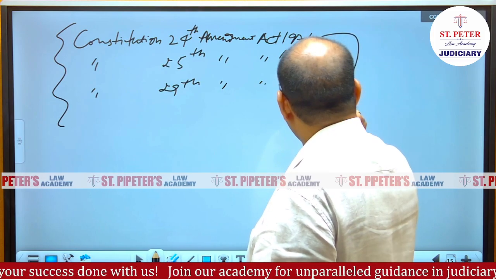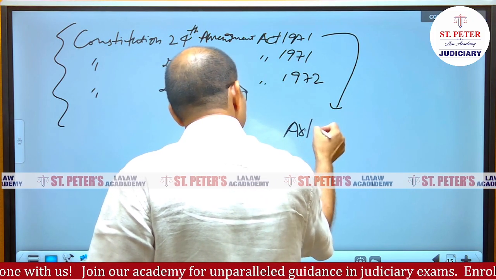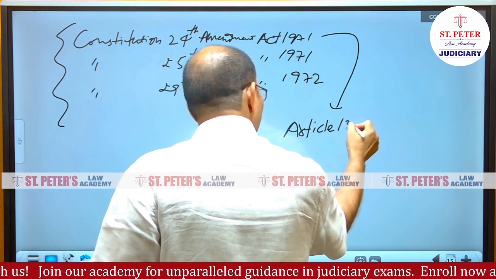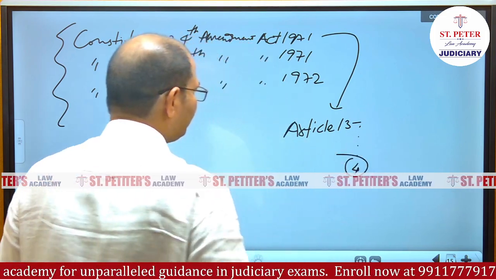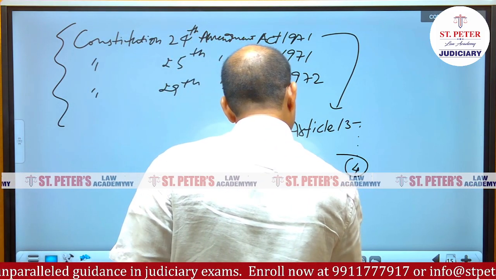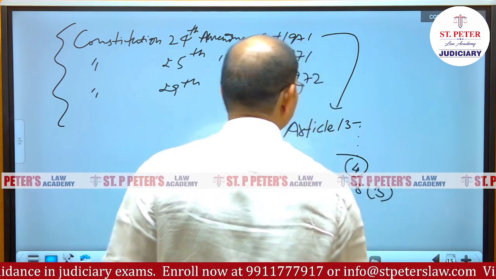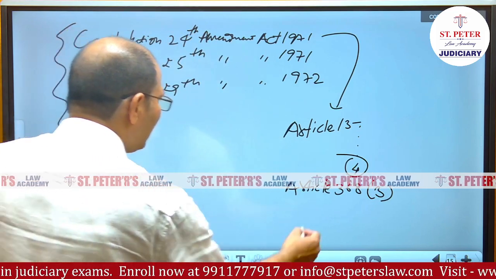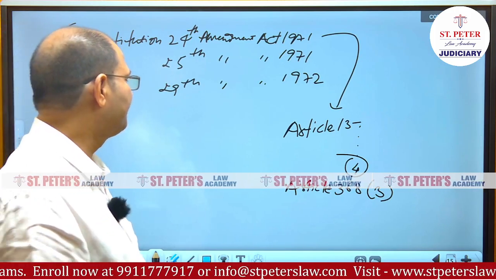The Constitution 24th Amendment Act brought about changes in Article 13. In Article 13, Clause 4 was added. In Article 368, Clause 3 was added. The marginal heading of Article 368 was also changed a little bit.